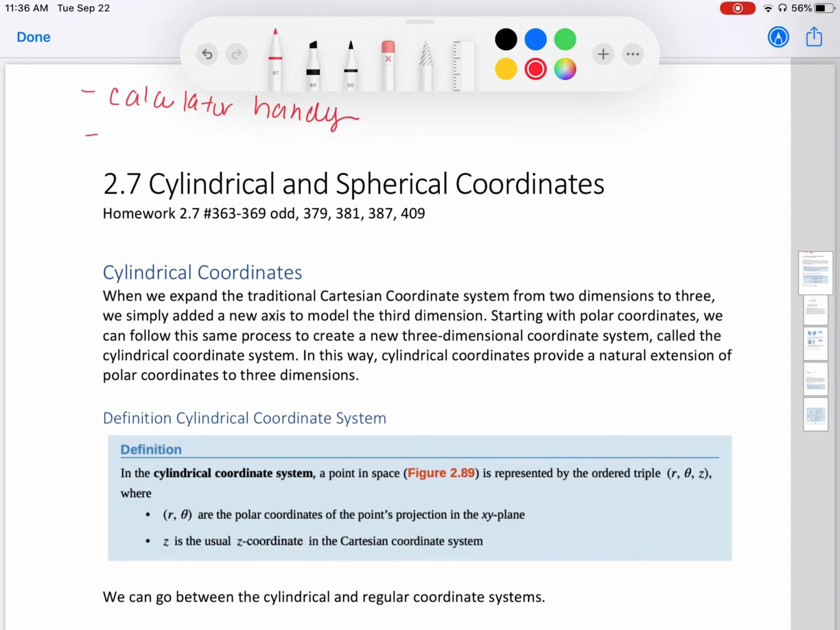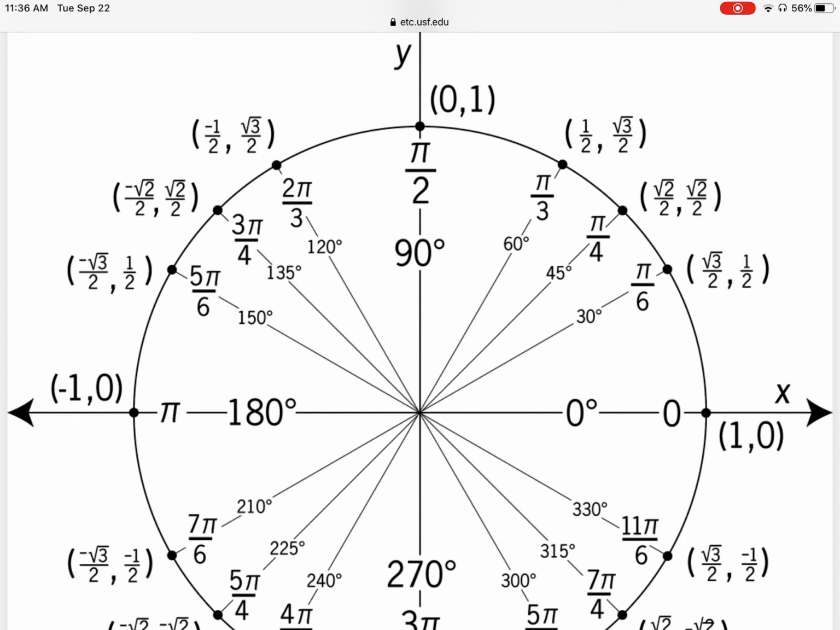If you don't have a unit circle, you can always Google one and find a nice unit circle. Remember, when working with the unit circle, your x coordinate is cosine and your y coordinate is sine. And to find tangent, we just use sine over cosine, so y over x. Okay, let's go back to our notes.